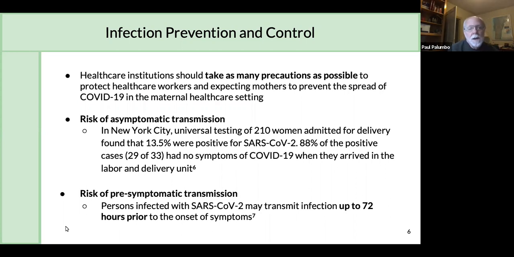There's also a risk of transmission in individuals who are not symptomatic. So we know that for up to at least 3 days before the onset of symptoms, an individual can be infectious. So again, this poses additional challenges to our management strategies. Next slide, Ann.